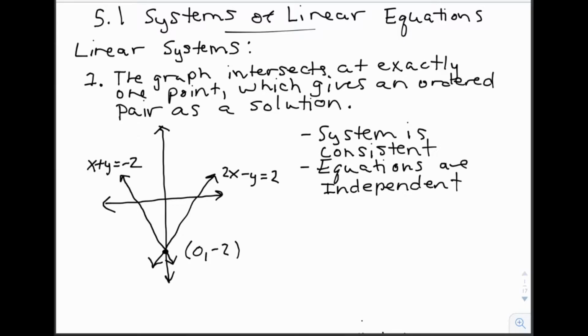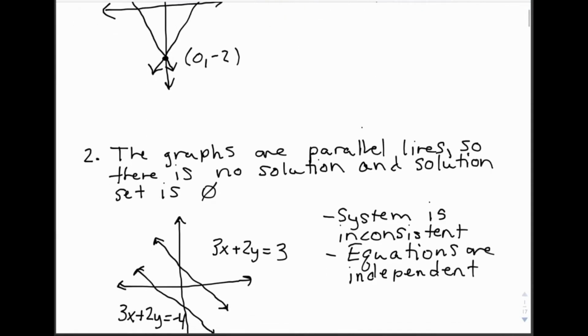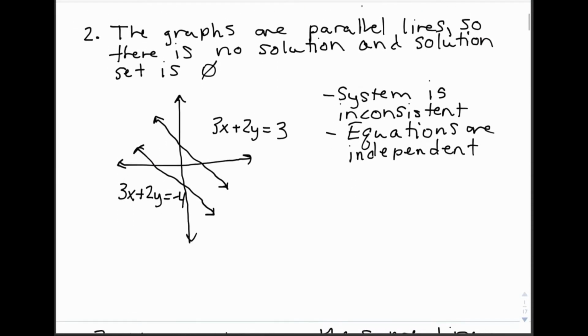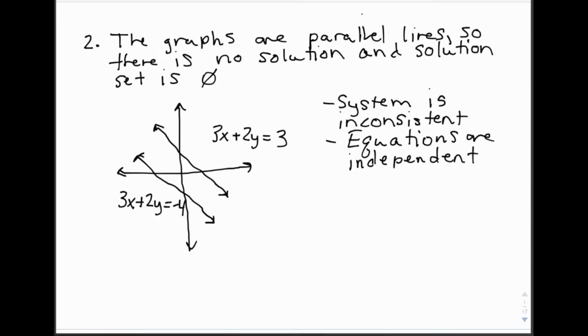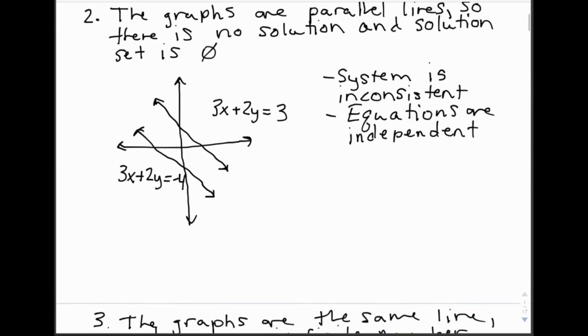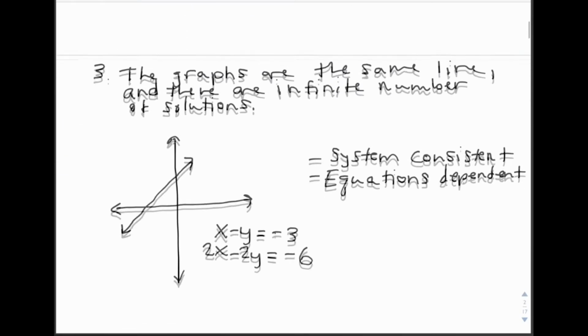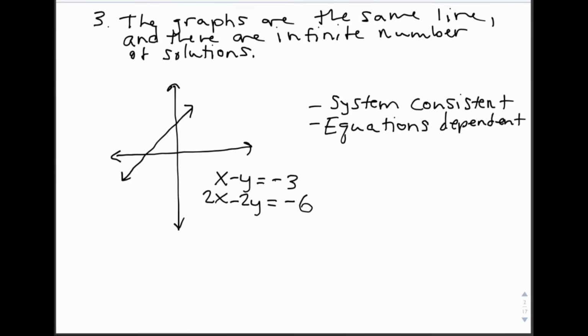So additionally, let's go ahead and look at one of our other types of linear systems. For number 2 here, the graphs are parallel lines, so there is no solution, and the solution set is empty in this case. So this system is inconsistent, the equations are independent, and finally, if we look at our graph, we see that we have two lines that have the same slope, and they're going to be parallel.